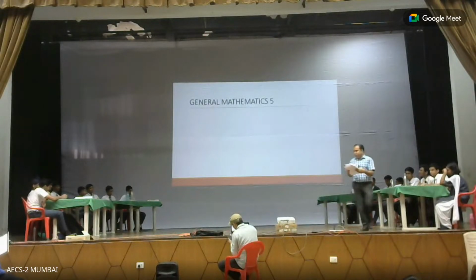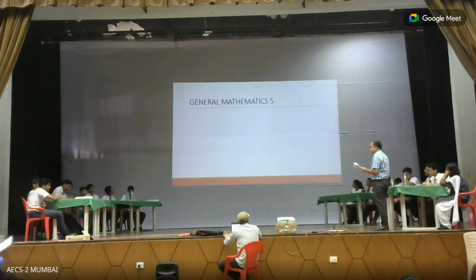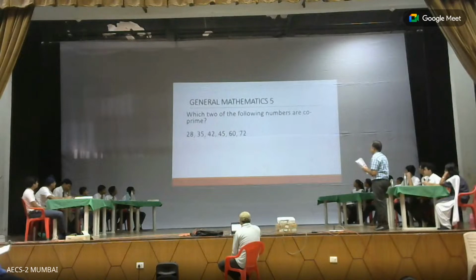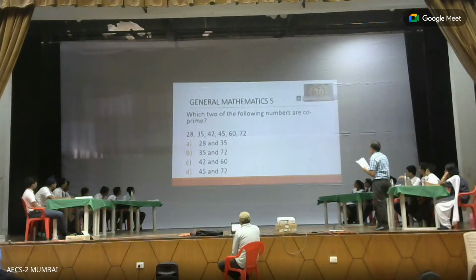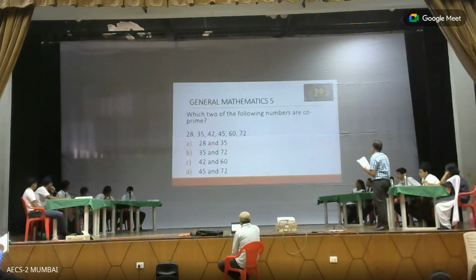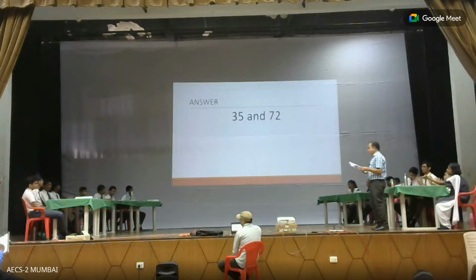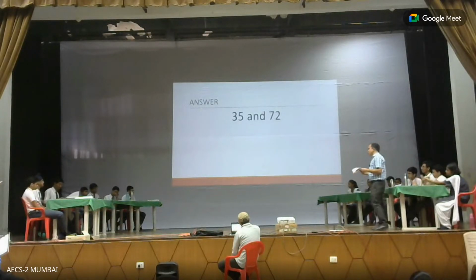Right. The next question to team Bhaskaracharya. Are you ready? Yeah. Display. Which two of the following numbers are co-prime? 28, 35, 42, 45, 60, 72. And the options are 28 and 35, 35 and 72, 42 and 60, 45 and 72. Yeah. 35 and 72. 35 and 72 is the right answer, plus 10 for team Bhaskaracharya also.